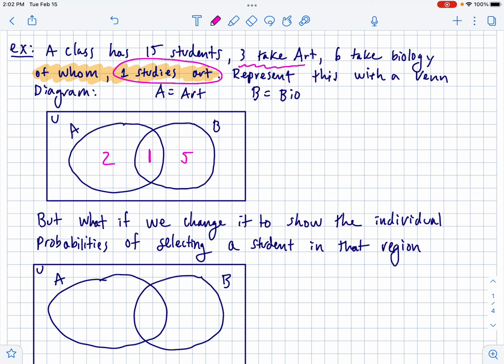Now, if I add 2, 1, and 5 together, that's 8, and we're supposed to get 15 students. So that must mean that there are 7 students that are not taking art or bio.